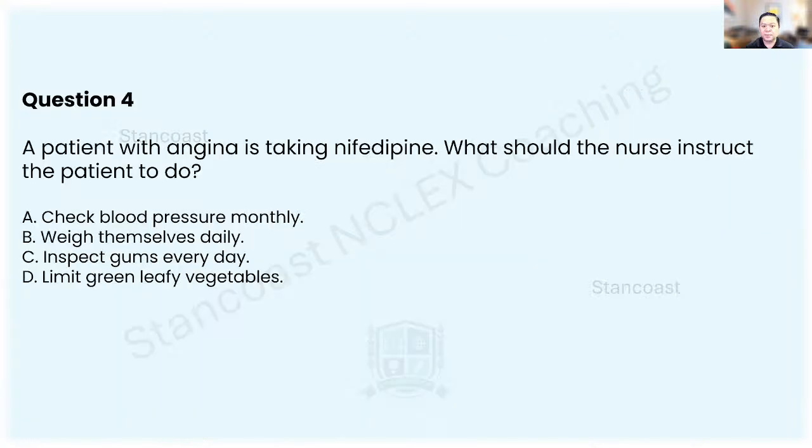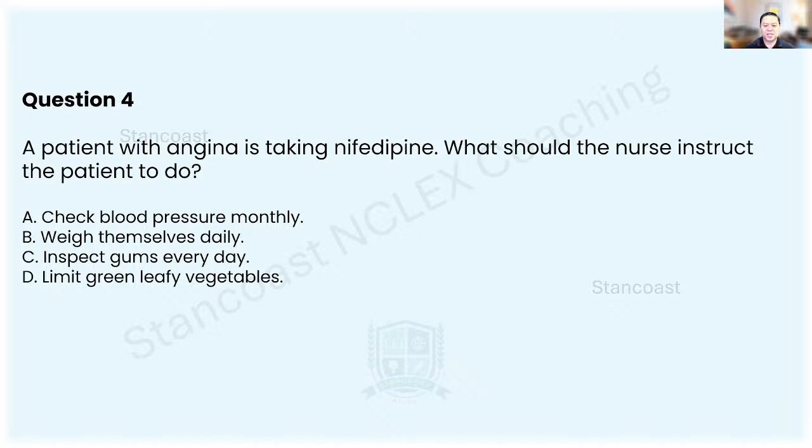All right, I'll just proceed with number 4. A patient with angina is taking nifedipine. What should the nurse instruct the patient to do? Is it A, check blood pressure monthly, B, weigh themselves daily, C, inspect gums every day, and D, limit green leafy vegetables? Question number 4.